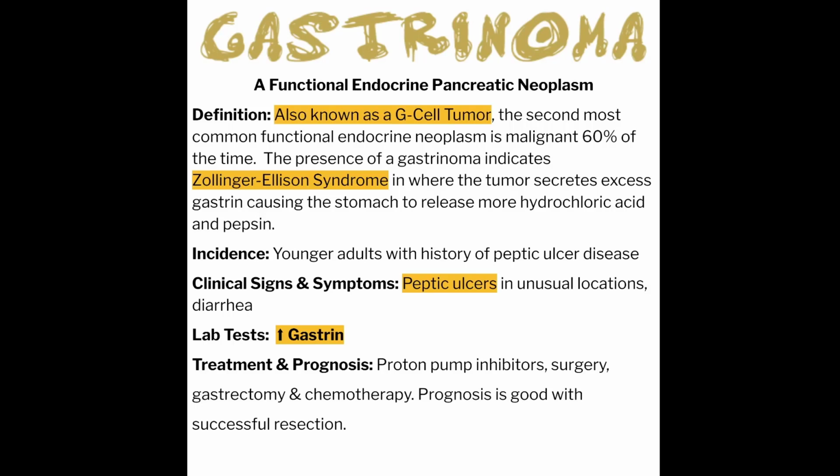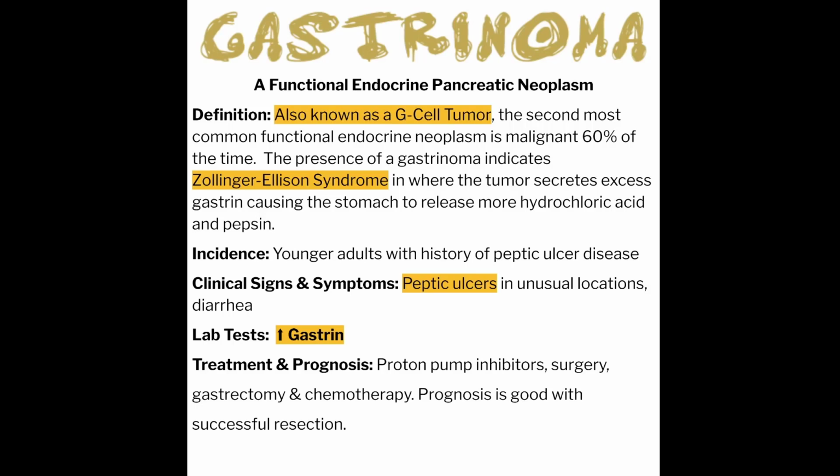Insulinomas are the most common. They represent 60% of all endocrine tumors on the pancreas, but are only malignant 10% of the time. Gastrinomas are the second most common endocrine tumor, but these are more likely to be malignant at a rate of 60%. We find that gastrinomas are most commonly associated with a disease called Zollinger-Ellison syndrome.